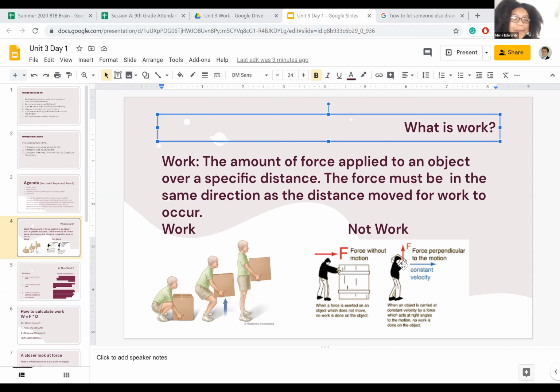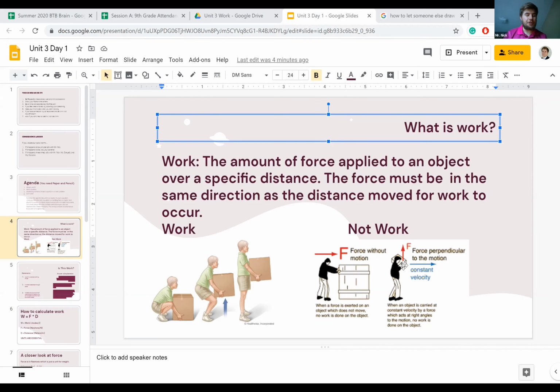So we said you pick the furniture up and that's work, because the force you applied is going up and the furniture moved in the same direction that you applied the force. Now let's say you start walking with that couch. Is that still work?